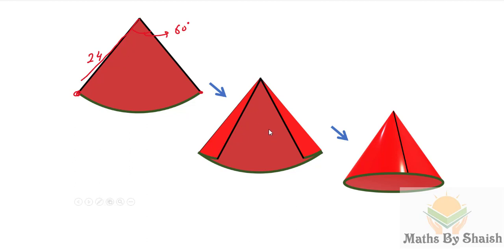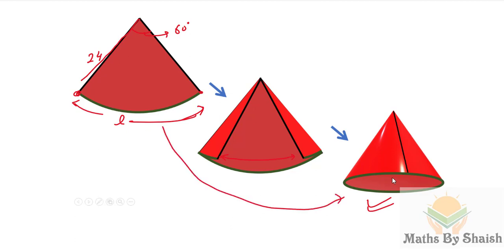We can see we are going to fold it like that, and after folding and joining these completely, we'll get a cone. So what we are getting, actually, is this arc length. When we fold it completely, we get a circle, because it's a cone. The base of the cone is a circle, and this radius after joining it, we can see, is the slant height.